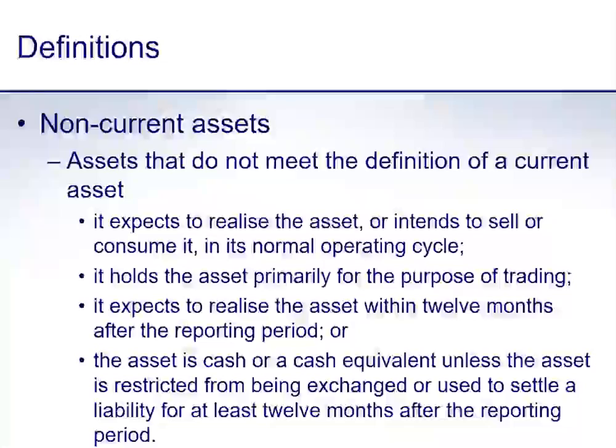Now, looking at the definitions, I'll start off with the very basic one. What is a non-current asset? This goes way back to what we would have learned under IAS 1. A non-current asset is an asset that does not meet the definition of a current asset. So basically, I don't expect to realize the asset, sell the asset or consume the asset in my normal operating cycle. I'm not holding this asset with the intention of trading it. That's not the primary reason why this asset exists in my books.